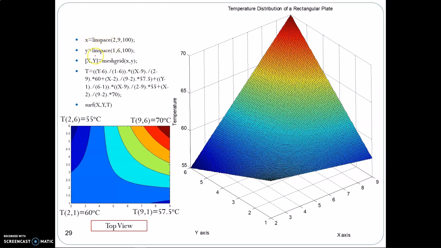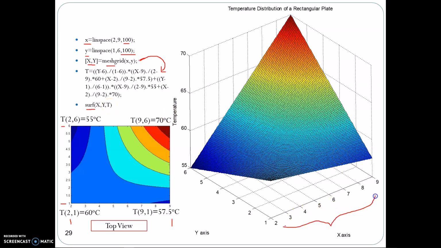So this is the programming using Matlab. First of all, you split the x from 2 to 9 into 100 points. Then you split the y from 1 to 6 into 100 points as well. Then you perform the meshgrid to combine the x and y coordinates into a matrix here. By substituting the xy coordinates into the bilinear interpolation formula here, you can find the temperature at each point. Then you can perform the surface plot, where you have the xy coordinates as well as the temperature.